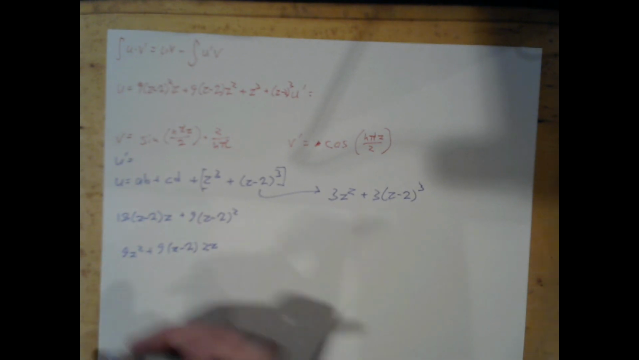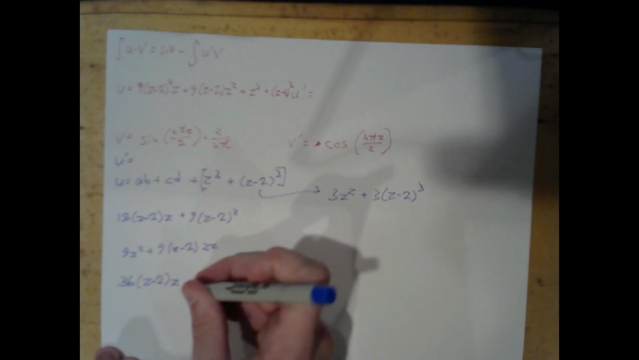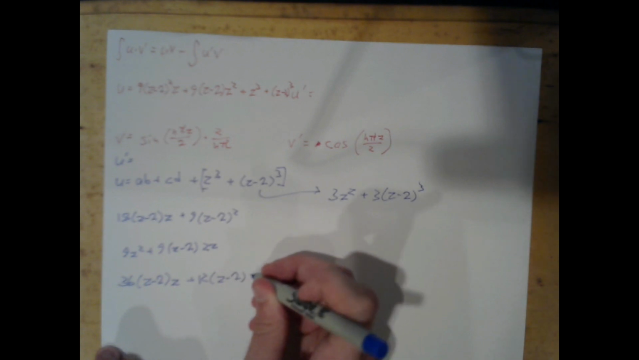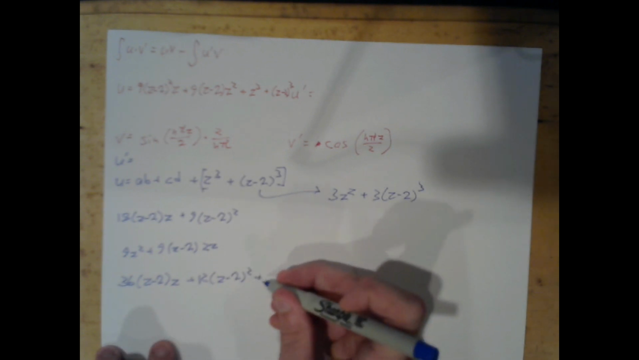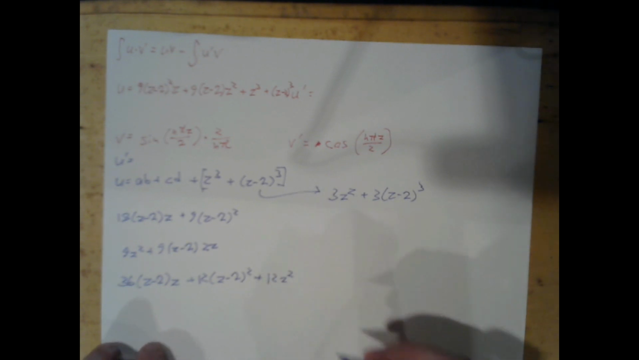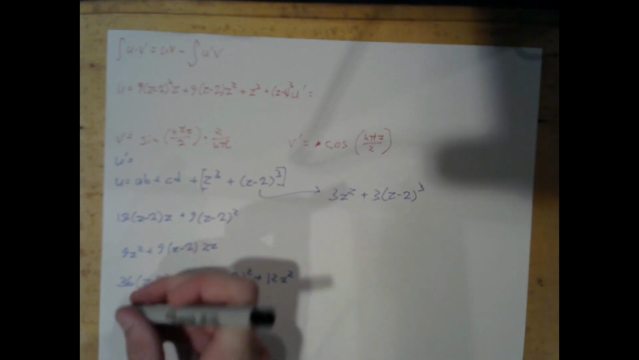So what we're going to be left with is 36z minus 2z plus 12 z minus 2 squared plus 12z squared. Okay, so that's what we're going to be left with essentially. So now we're going to move on to our next step here. We're going to move on to putting this all back into the original equation. I don't know if I should start this on this sheet of paper. Alright, I'm going to start this on this sheet of paper, so I'm going to write our constant.